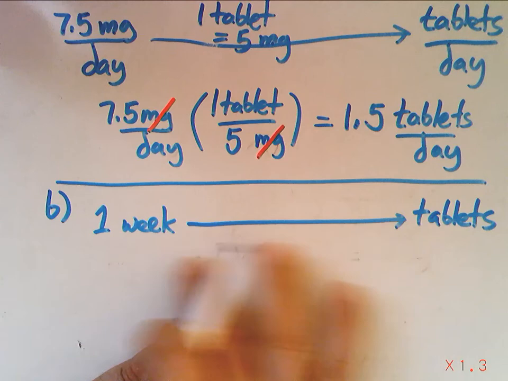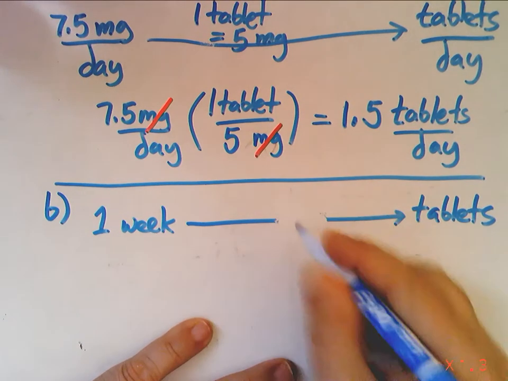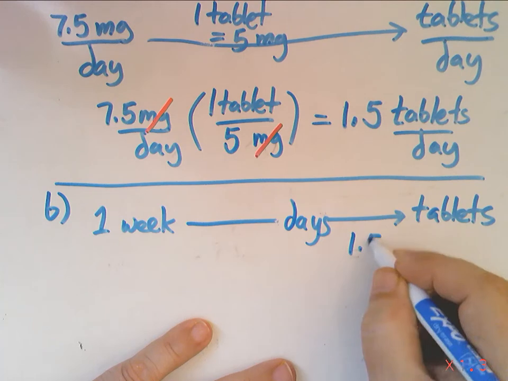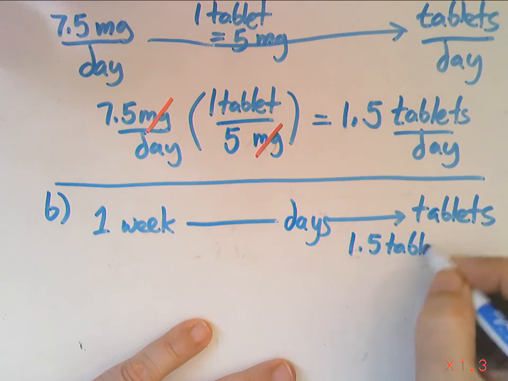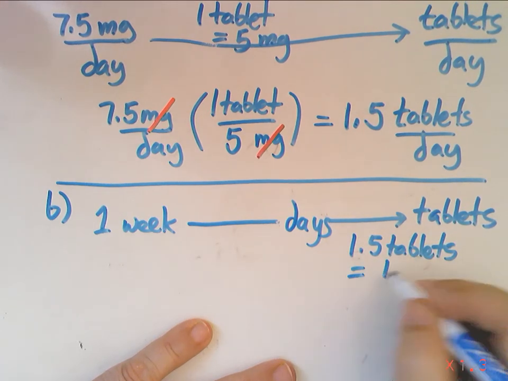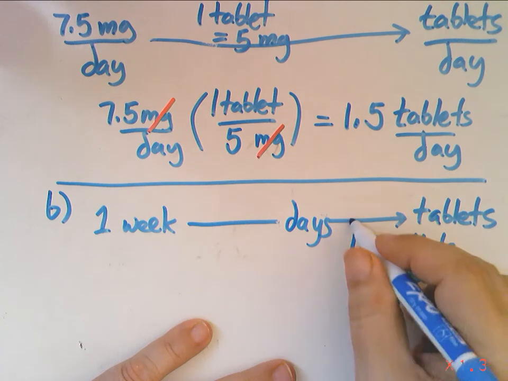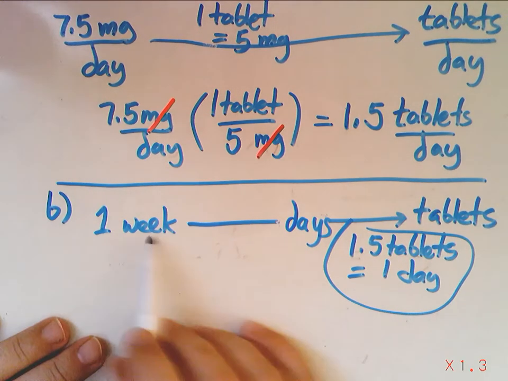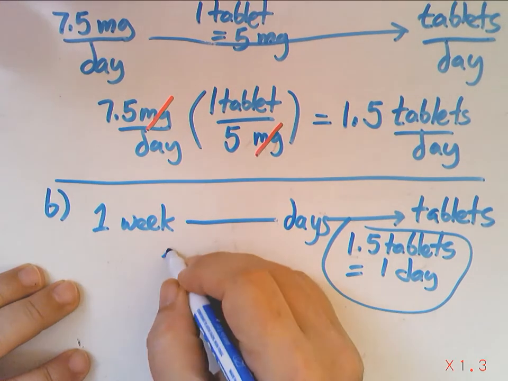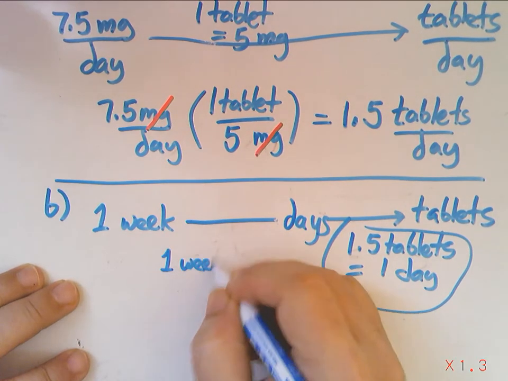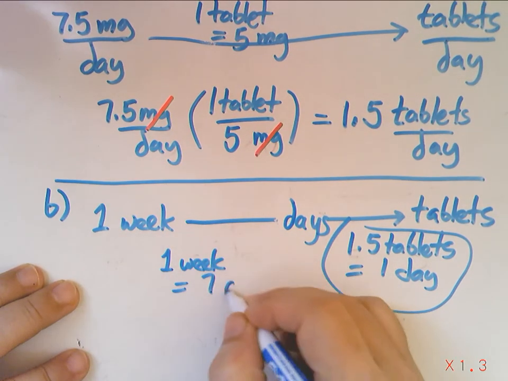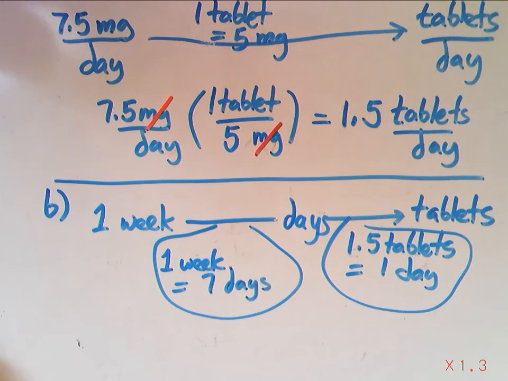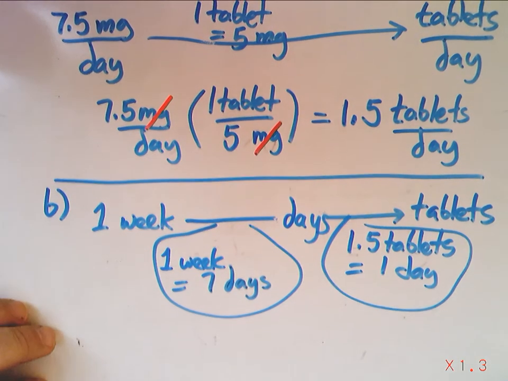Now I don't have days anywhere in my roadmap yet, so I'm going to drop it in. And the link says 1.5 tablets is 1 day. Okay, now I need a link between week and days, and that's really easy. I know a week is 7 days. And there's my roadmap. I've got everything I need there.